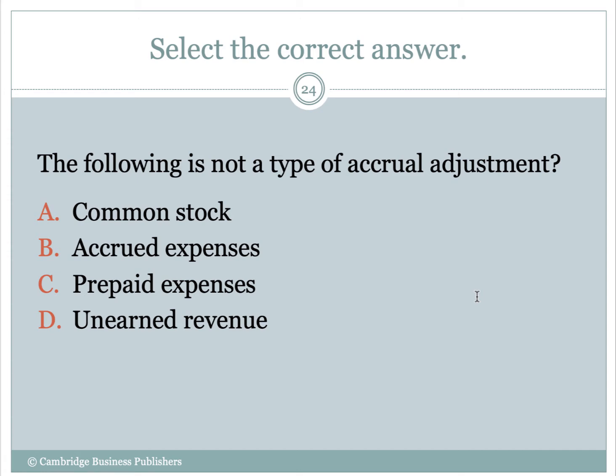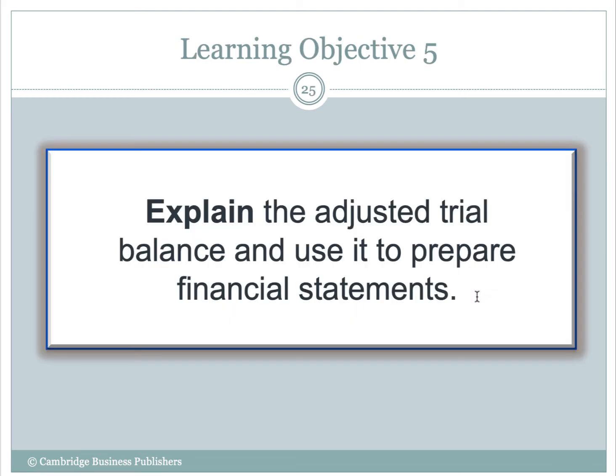So the following is not a type of accrual adjustment. Well, let's think about this. Let's start at the bottom. Unearned revenue. Yeah, unearned revenue is a deferral, right? Prepaid expense, number C, is a deferral, right? B, accrued expense is an accrual. Common stock. Common stock is not an adjusting entry, okay? We are missing one adjusting entry on this slide, and that's our accrued revenues, okay?